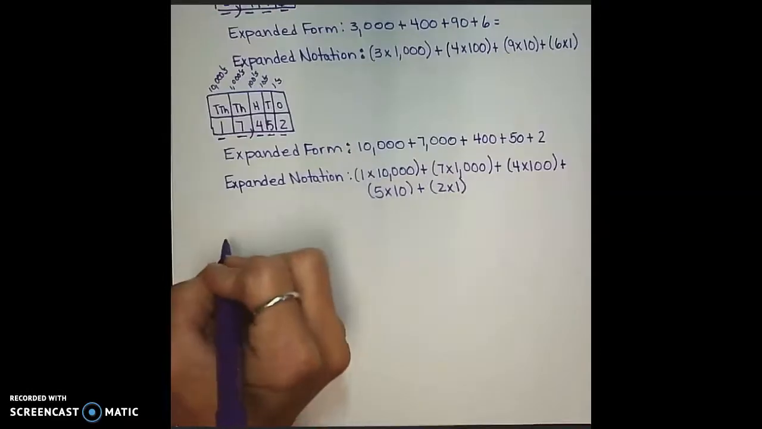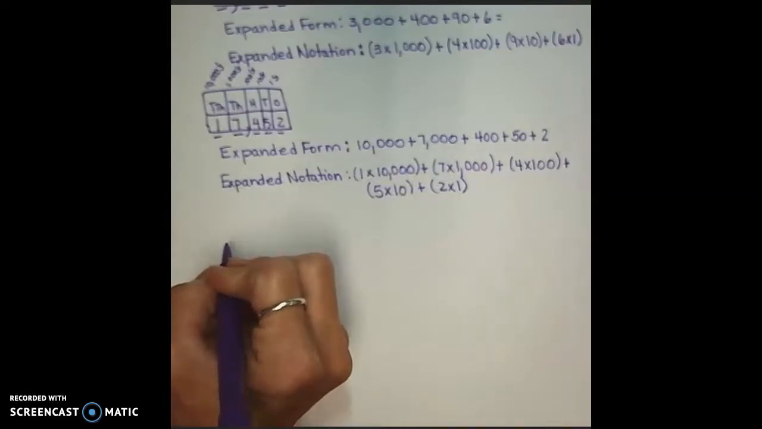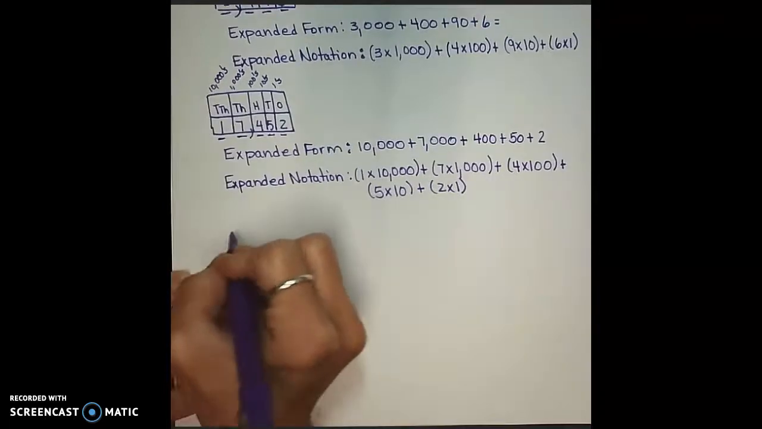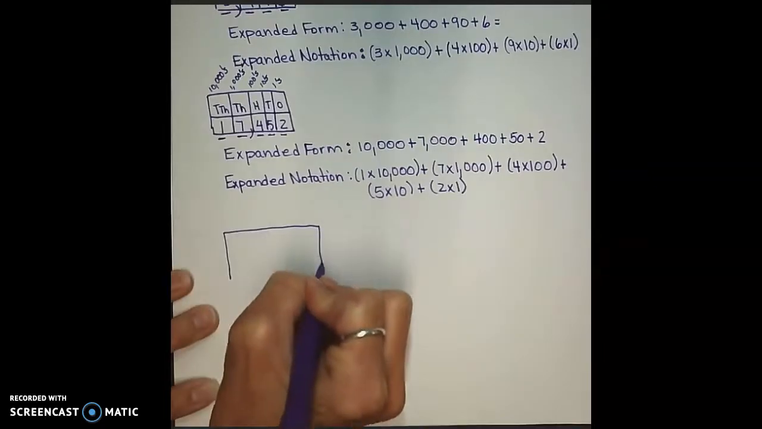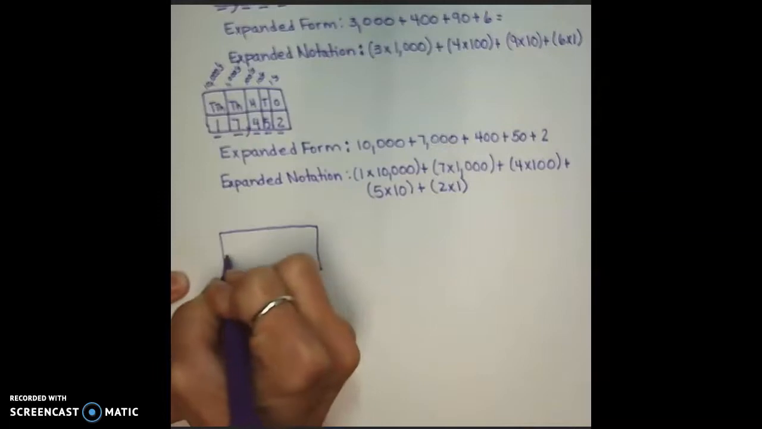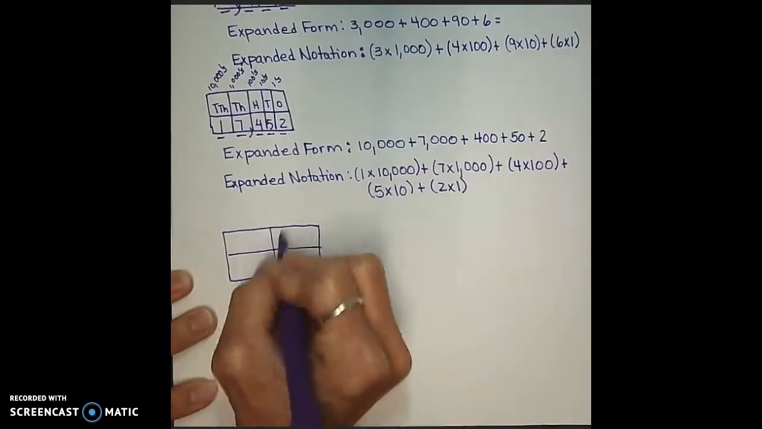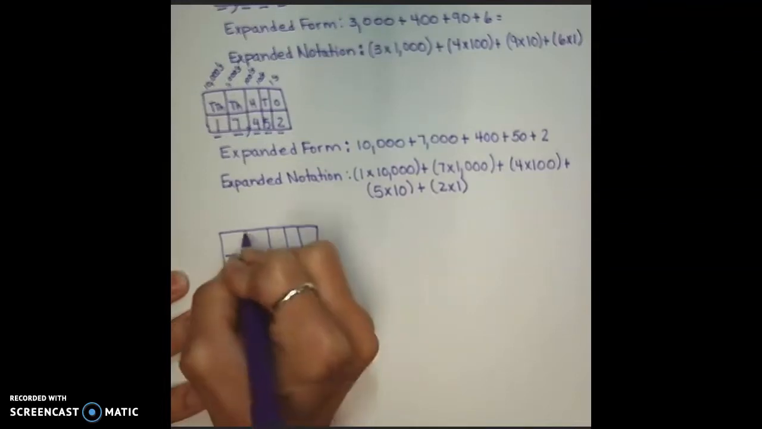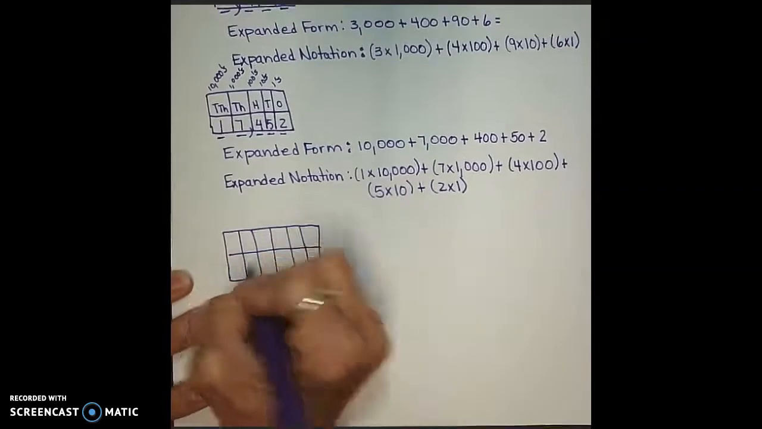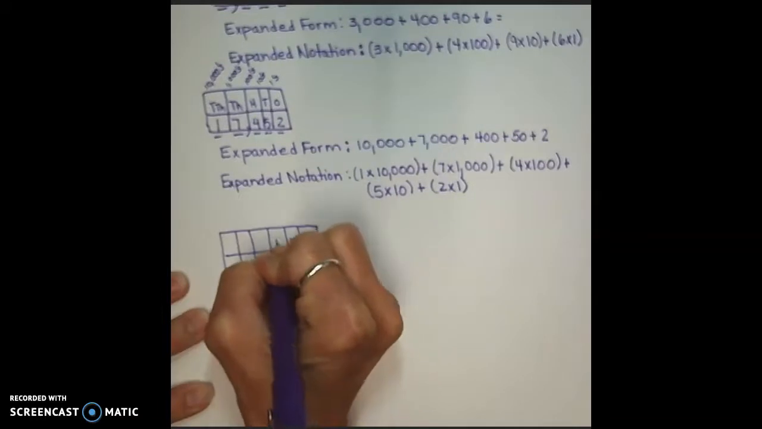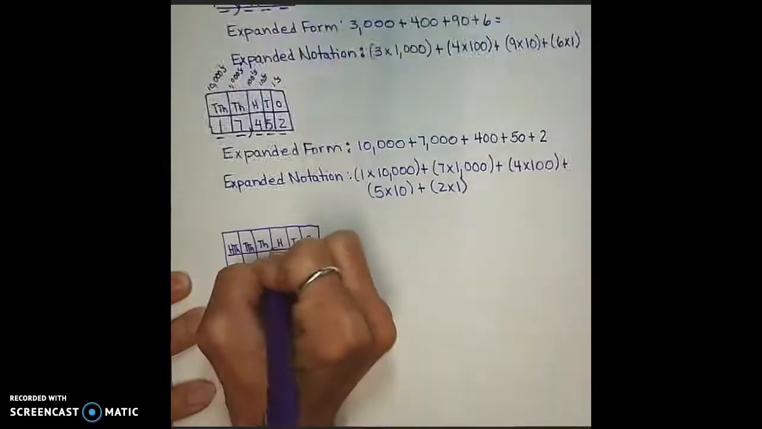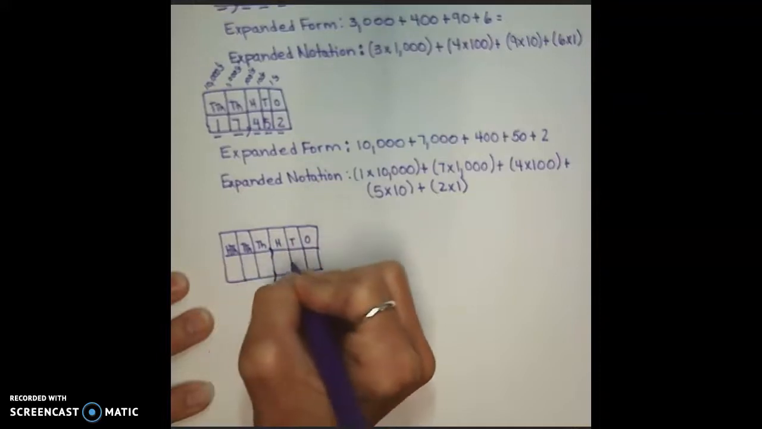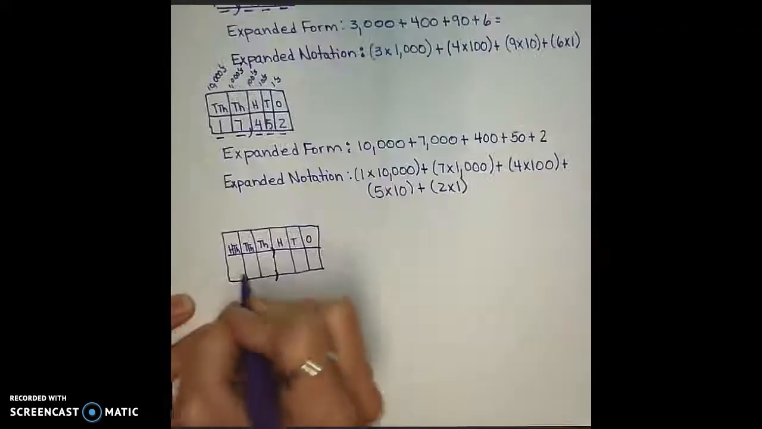Miss Tier is going to show you the expanded form and expanded notation of a number up to the 100,000th place. So the first thing that Miss Tier does is draw her place value chart. So I have my ones place, my tens place, my hundreds place, my thousands place, my 10,000s place, and now my 100,000s place. I make sure I put my comma where it says 1,000, and I put my number in.